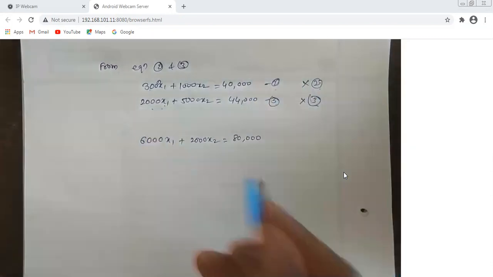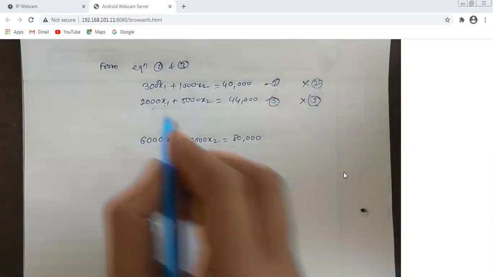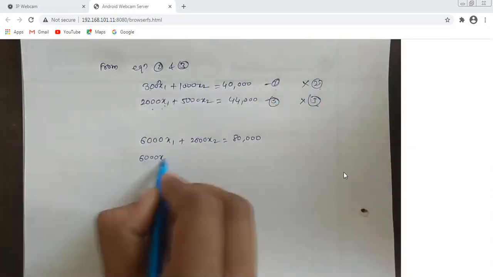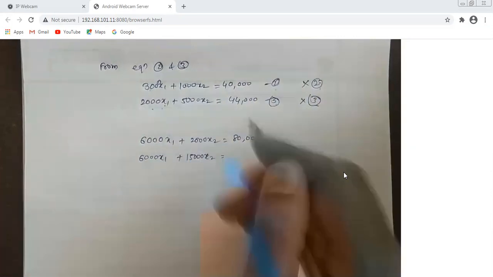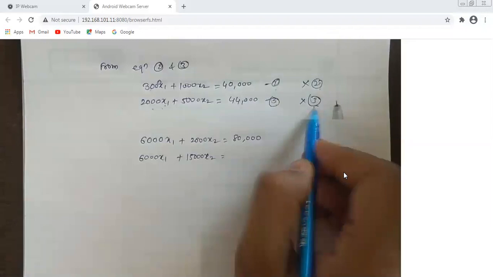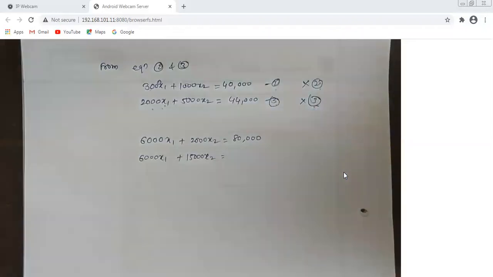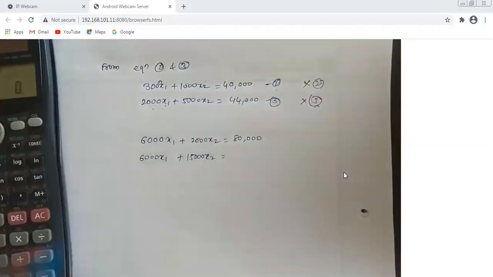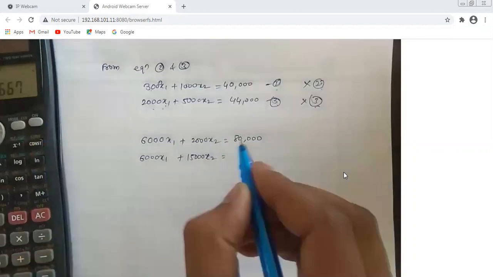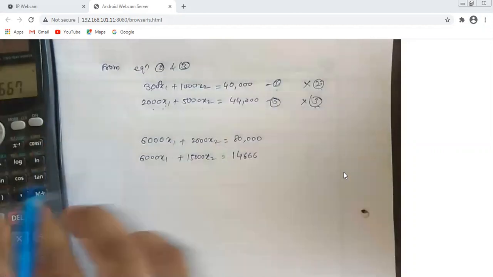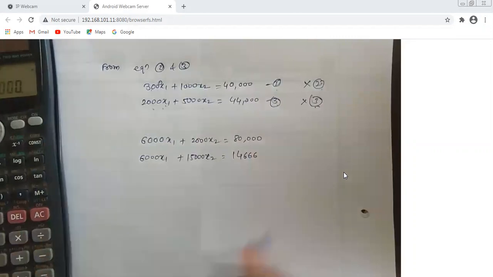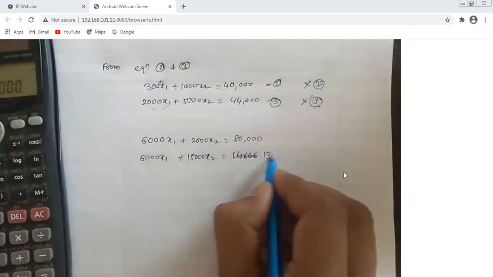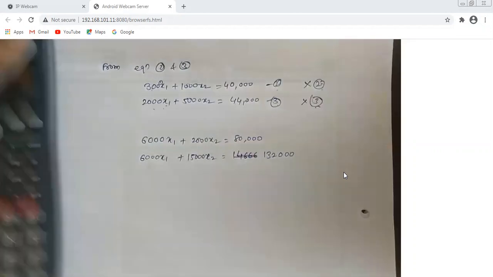Okay, now equation number 3 will become 2000 into 3, 6000 x1, plus 5000 into 3, 15,000 x2, equal to 44,000 into 3, which is 132,000. Okay. Now we have to do the simplification.